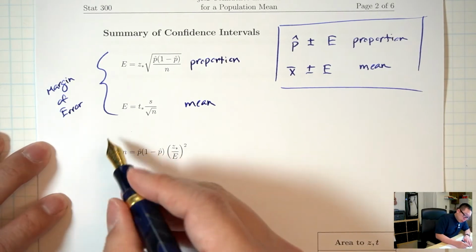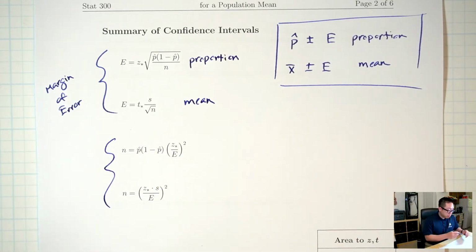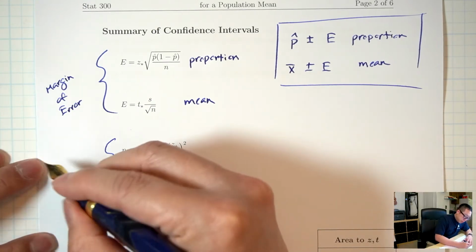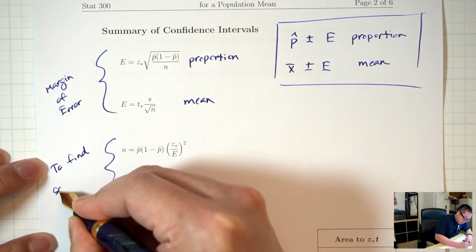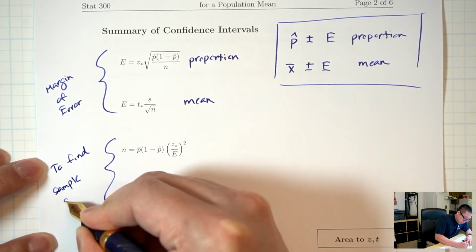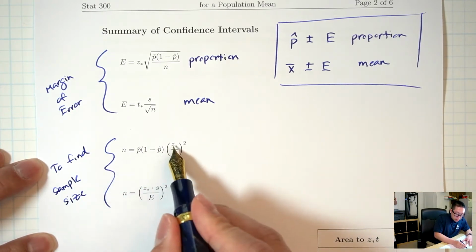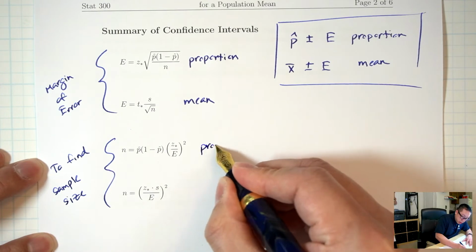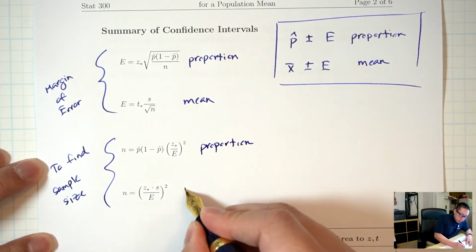The second two formulas, these are for situations before you even do your study, when you're planning the study and deciding how many people to use. In other words, you're trying to find the sample size. The first formula with the p hat and z star, that's for the proportion situation. The second one is for the mean situation.